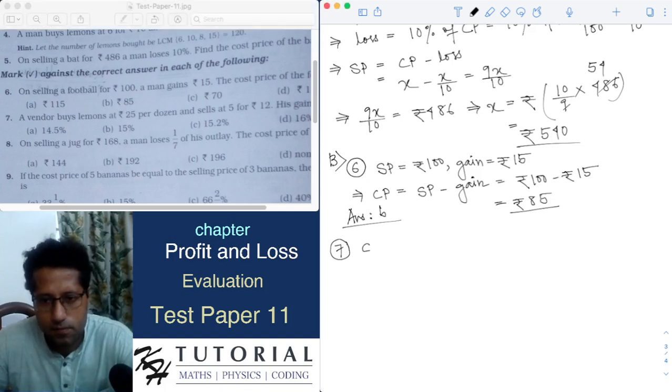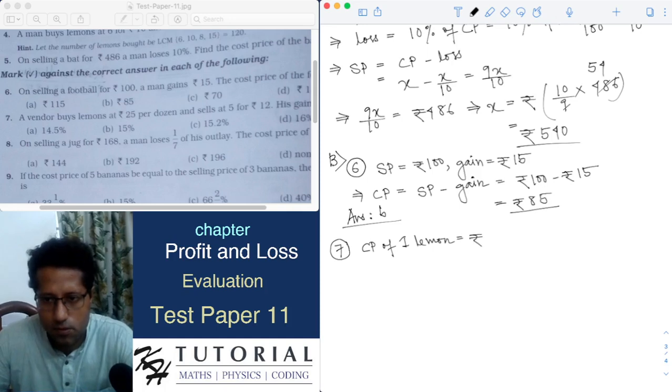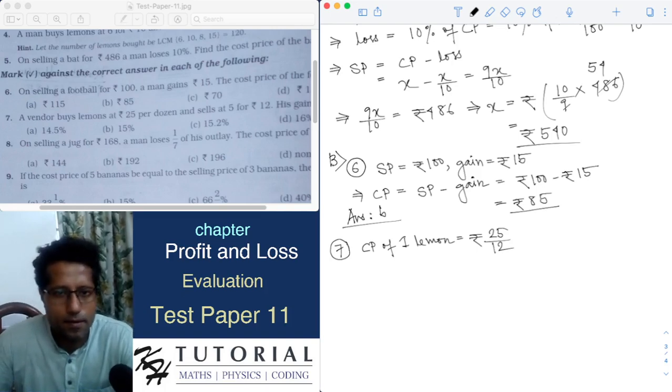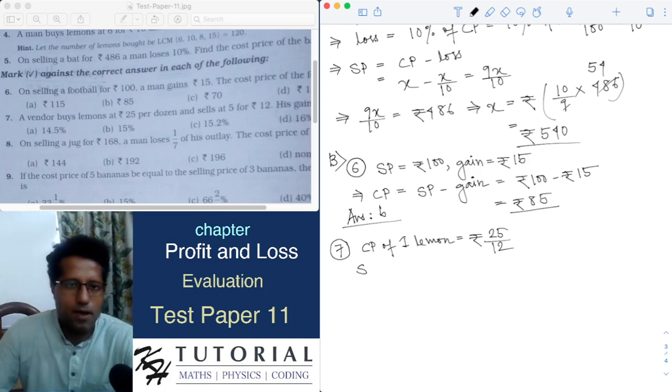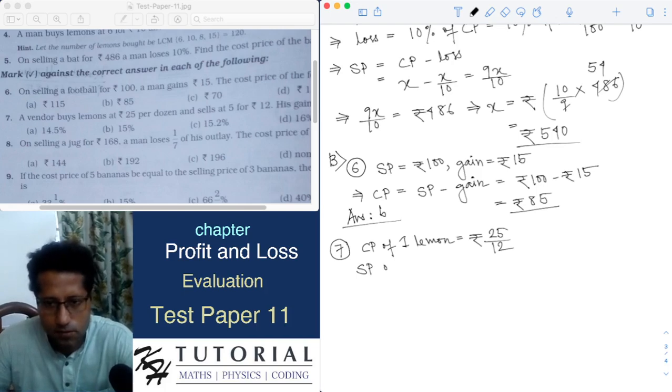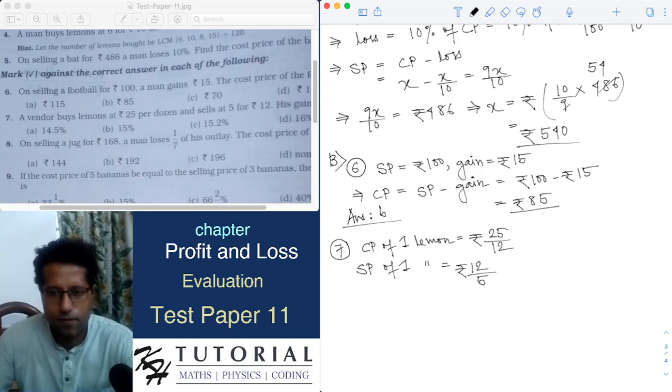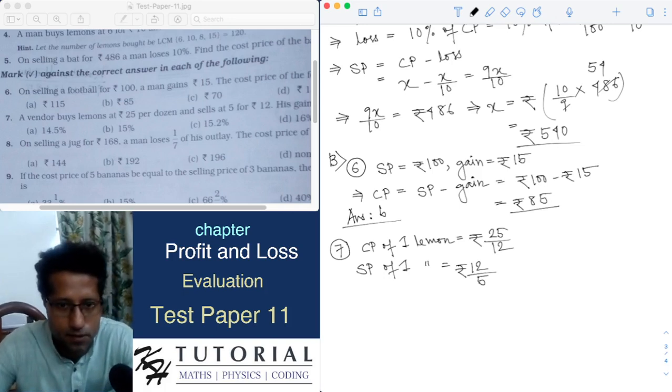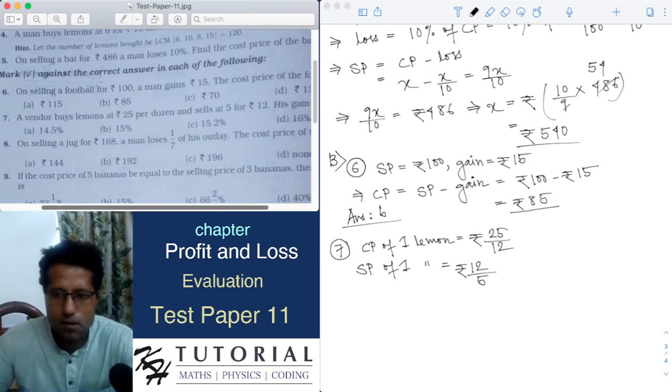So, the cost price of one lemon is rupees 25 divided by 12. And the selling price, it is given that he sells at 5 for rupees 12, that is 5 lemons for rupees 12. So the selling price of 1 lemon equals rupees 12 by 5. So we have the cost price of 1 lemon and the selling price of 1 lemon, and it is asking his gain percentage.